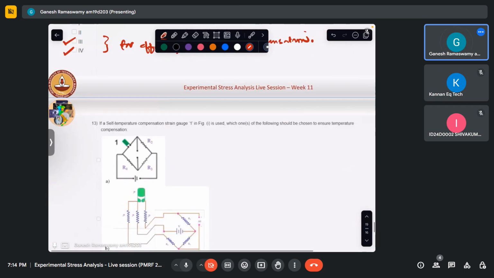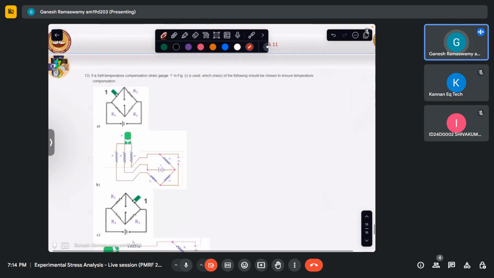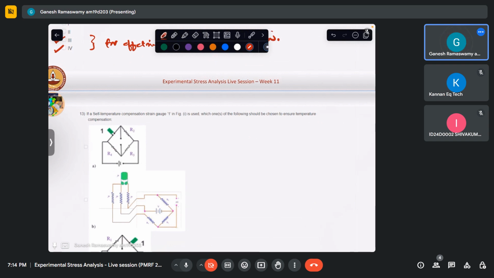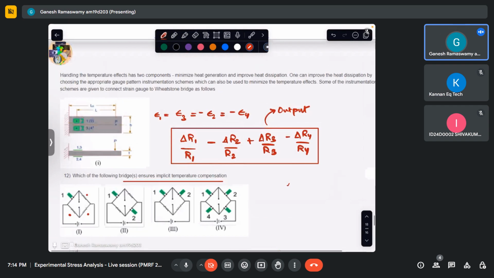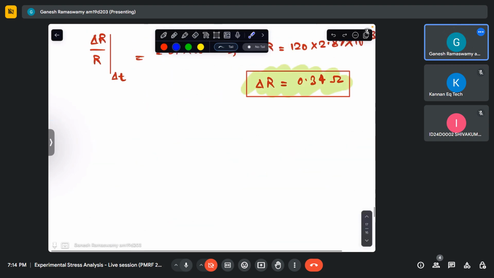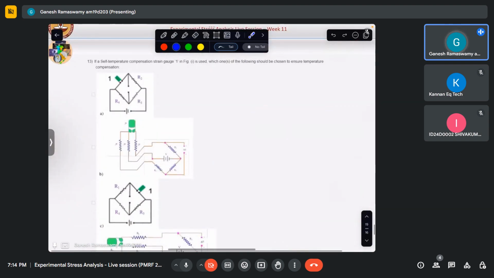Very well. Now the question says, if a self-temperature compensation gauge is used, which one of the following should be chosen to ensure temperature compensation? Now here we have qualified that these four gauges are STG gauges. So whatever the error brought about in one due to temperature automatically gets addressed by its very design, because it is designed in such a way to nullify this expression. Okay. If that be the case, then which is an ideal arrangement to ensure temperature compensation?